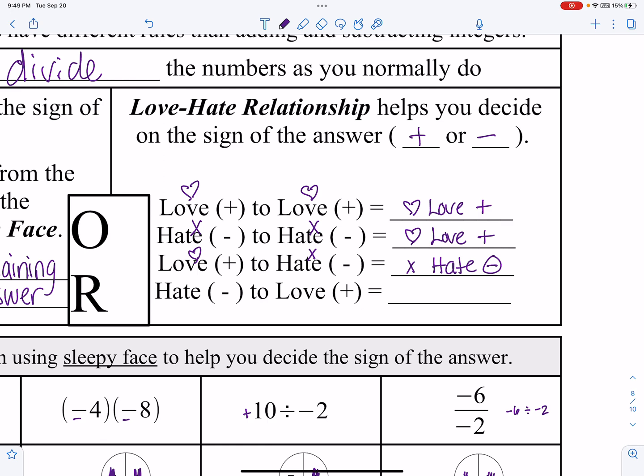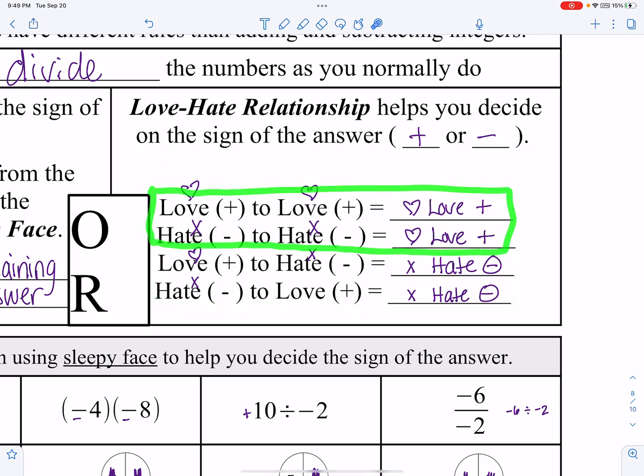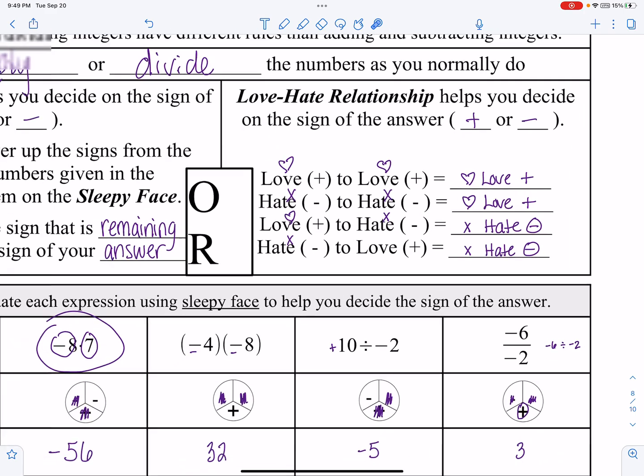Okay, what about if I hate to love? Meaning I don't like loving. If I don't like loving, well, doesn't that mean that I hate? And so again, you can see for the ones that are the opposites both equaled a negative at the end, and the ones that were the same sign always equaled positive. So I think that's the easiest one to remember, but you can use any trick that you want.